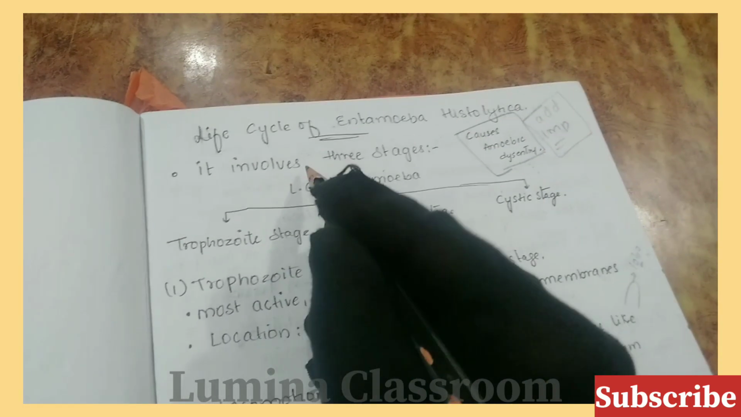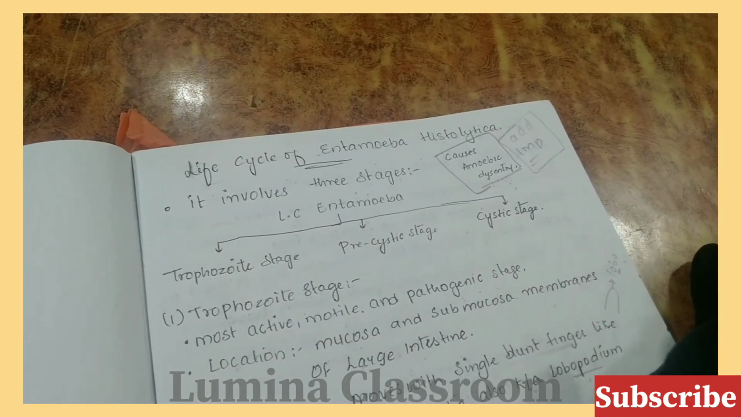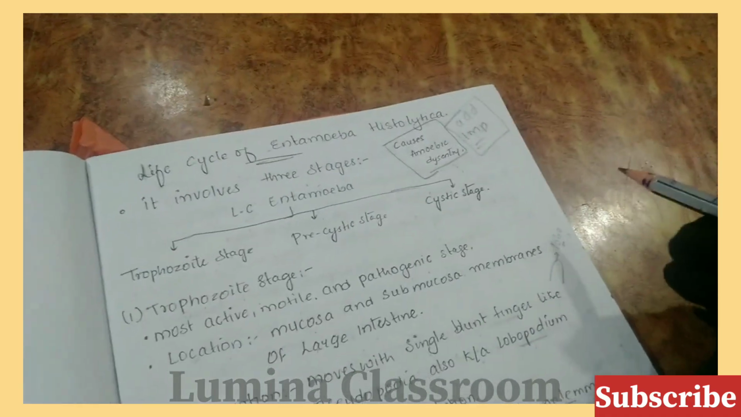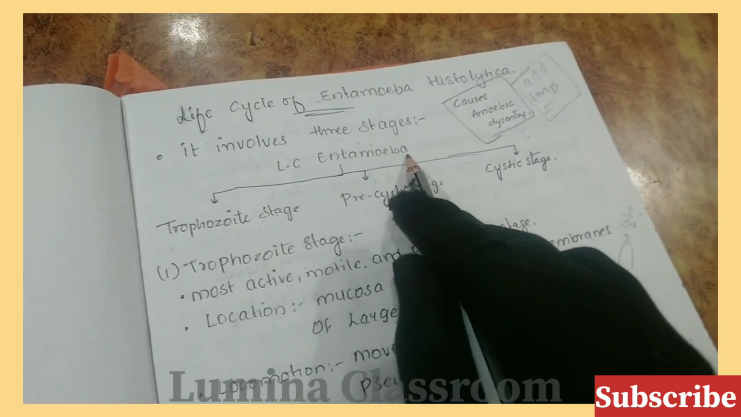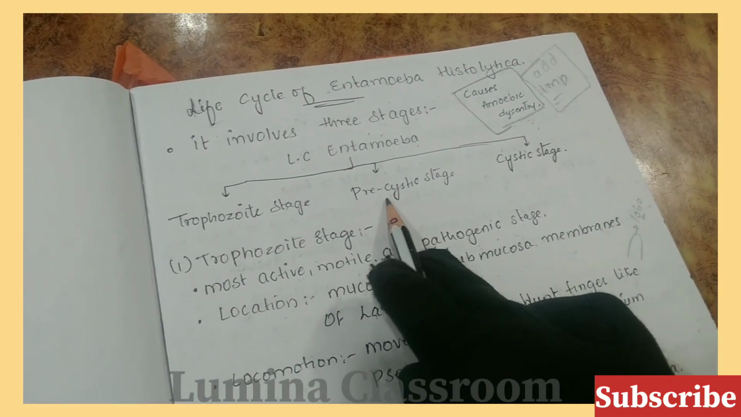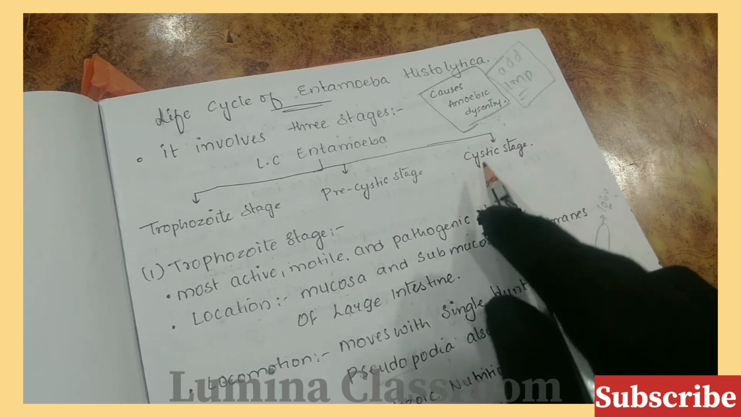So, the life cycle involves three stages. Every life cycle has different stages, but this cycle has three stages. Let us discuss the three stages: trophozoite, pre-cystic stage, and cystic stage.